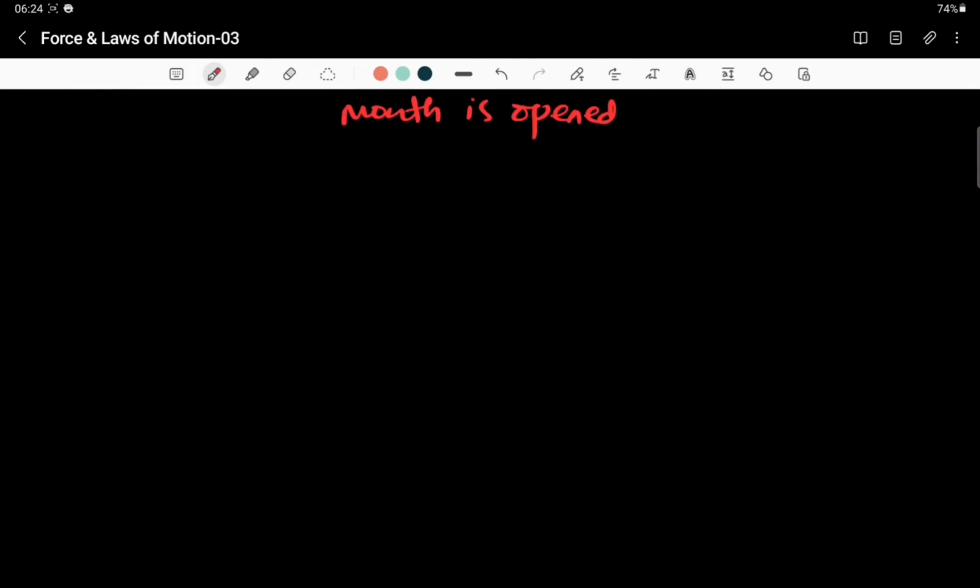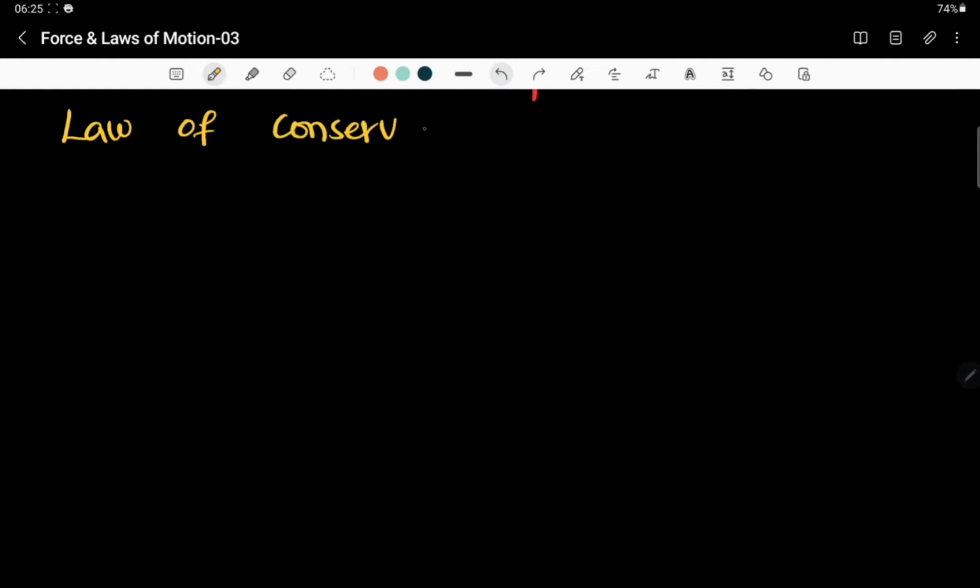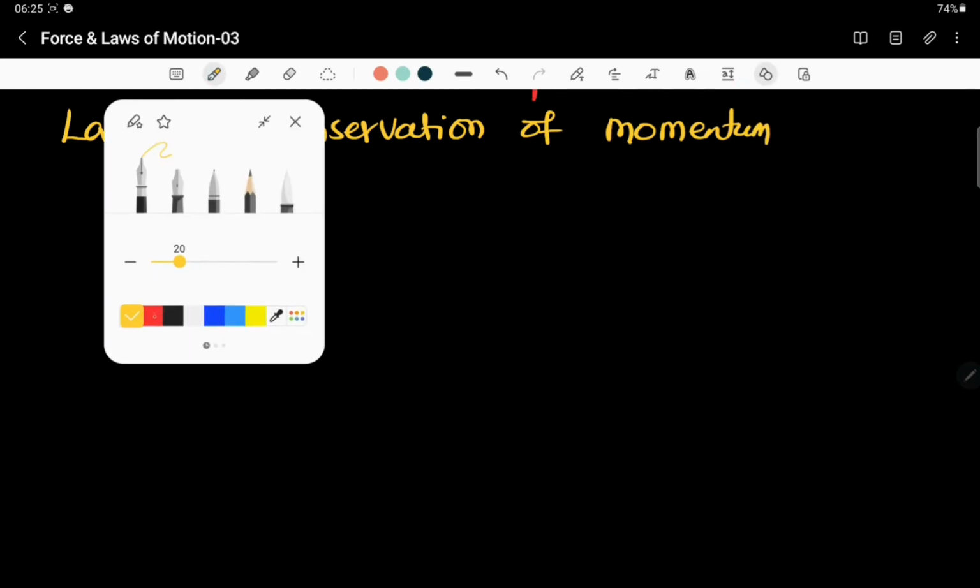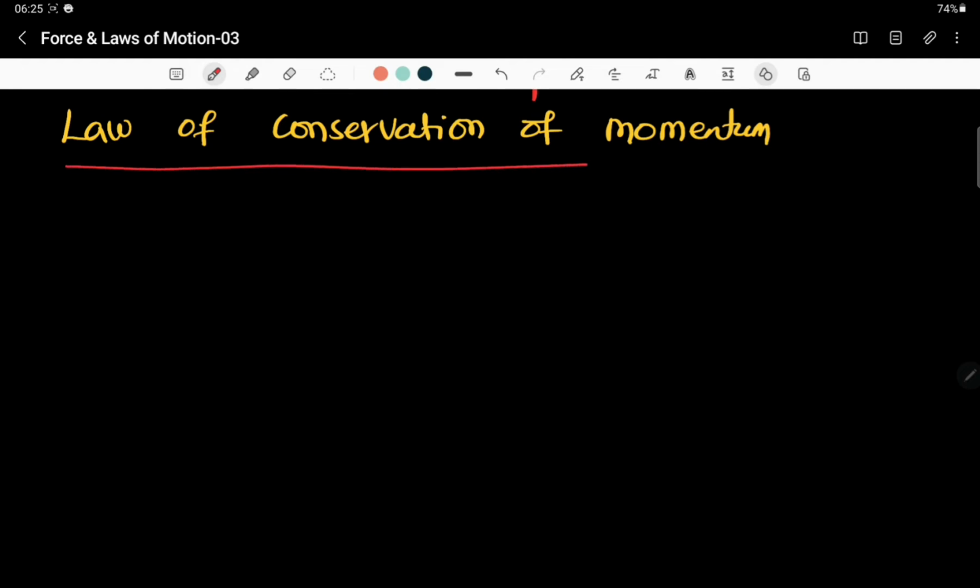Let's move forward. As I have told you, we have to look at the law of conservation of momentum. We'll have a look at a derivation. Once we have seen the derivation, we'll look at the numericals also. Law of conservation of momentum.